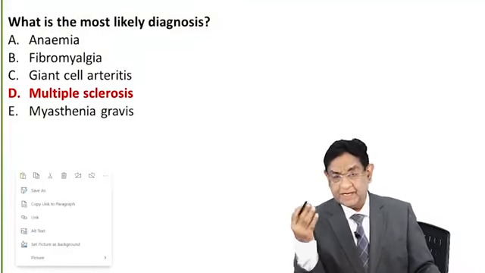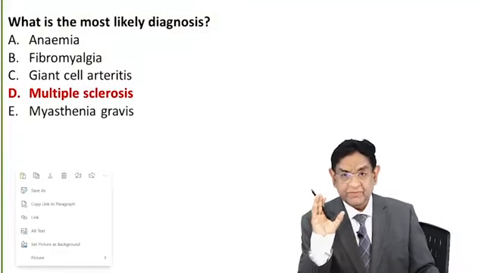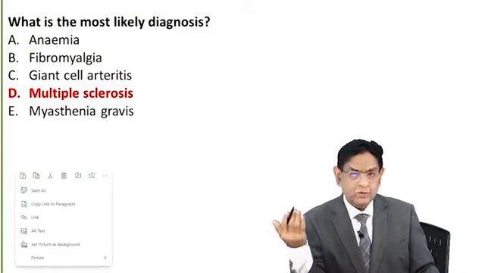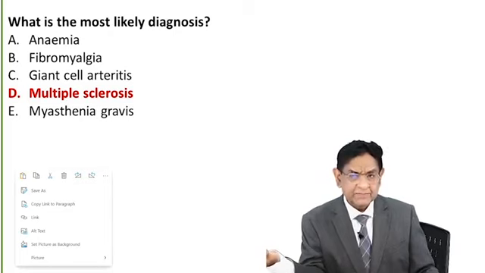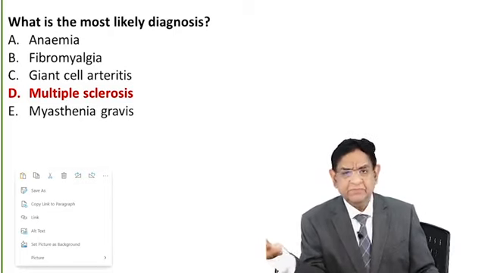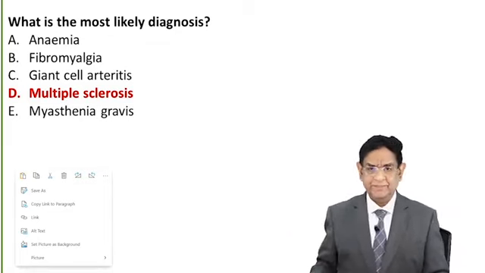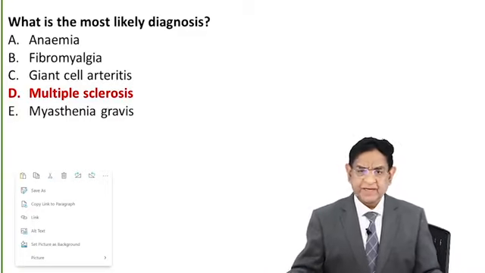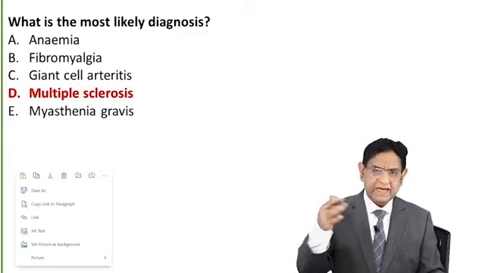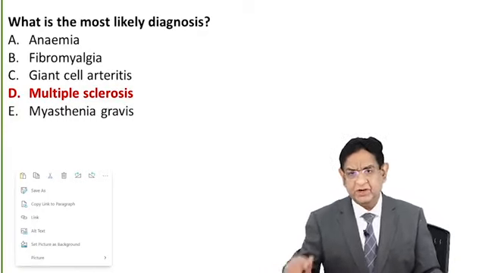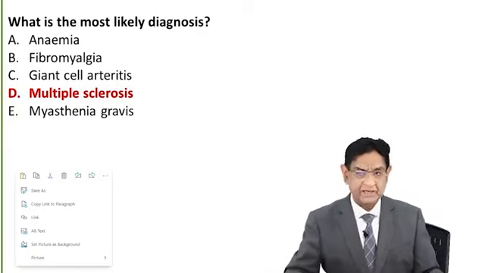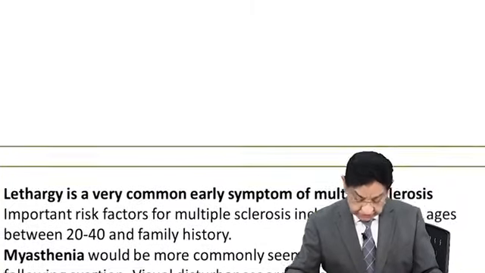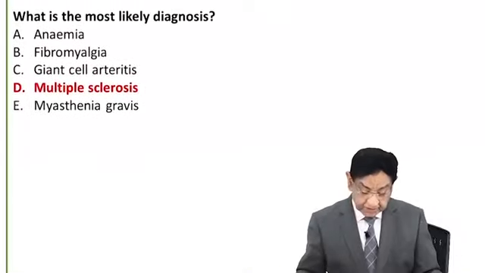Again, a very tricky question to answer. The only clue to us was that 6 months back some eye problem was there. But now she's coming with just fatigue and lethargy. Fatigue and lethargy can happen in so many conditions. It's not diagnostic of multiple sclerosis, right? So let us analyze. Look into this.